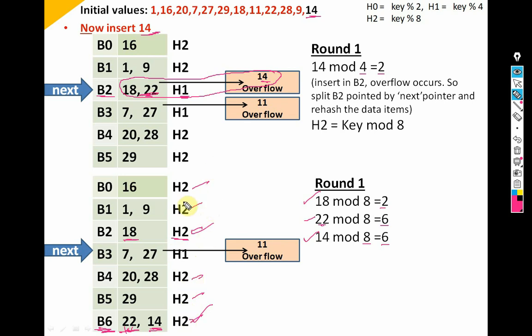When round 1 is completed, automatically the next pointer will not move further. It will go back to the first bucket. This is how linear hashing works.